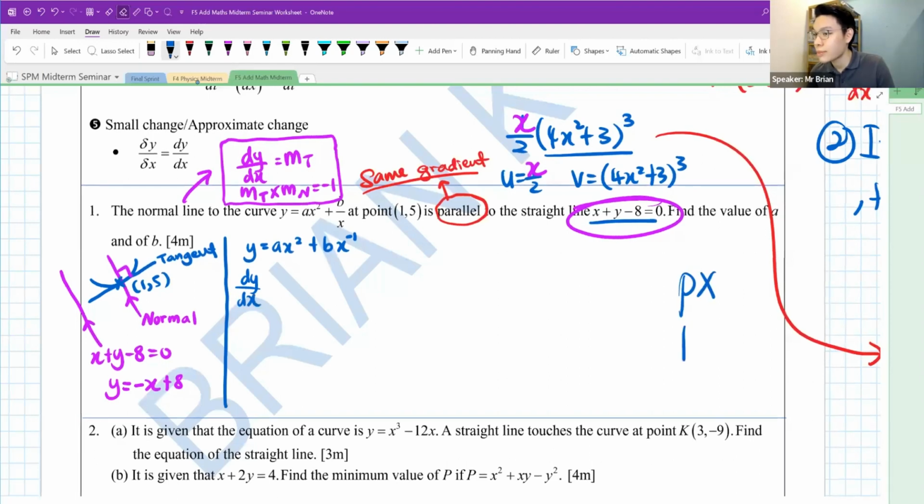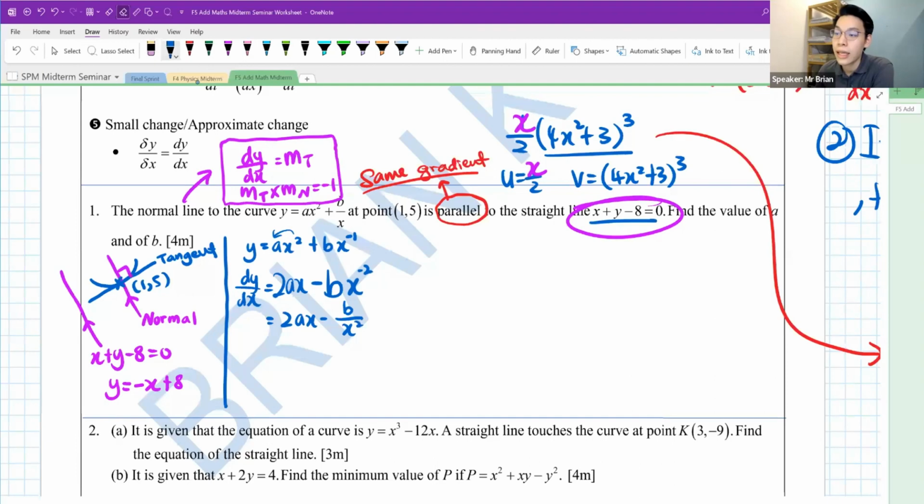Differentiate is power times the x to the power minus 1. The next one, power times, becomes -b, power minus 1. Okay, you can write it like this.